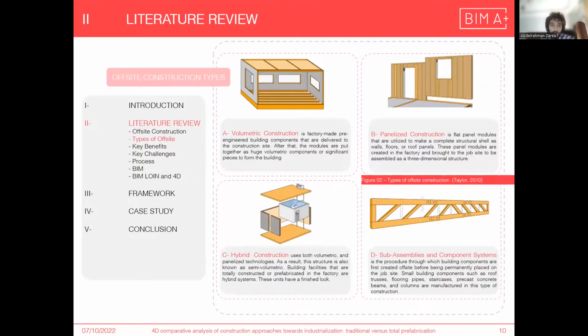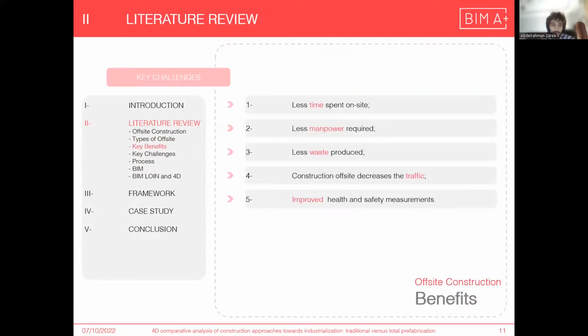There are four types of offsite construction: volumetric construction, panelized, hybrid construction, and sub-assemblies and component systems. All of them need to be manufactured in factories and transported on site to start the process of assembly. For the key benefits of using offsite construction, less time is spent on site, less manpower is required, less waste is produced, and construction off site decreases traffic and improves health and safety measures.